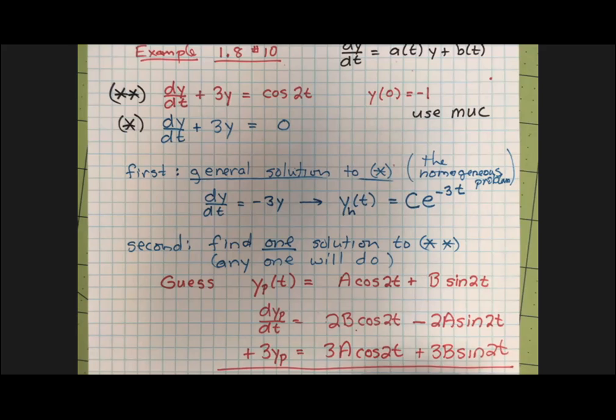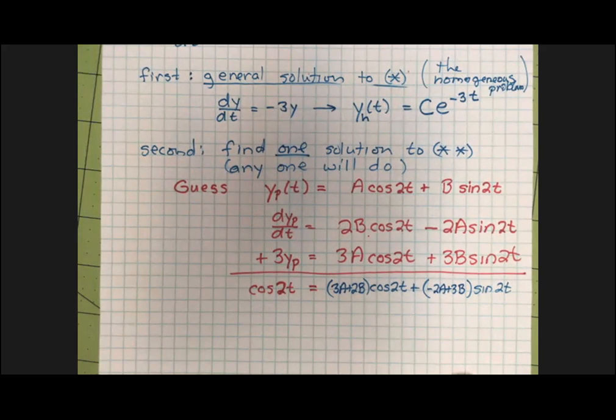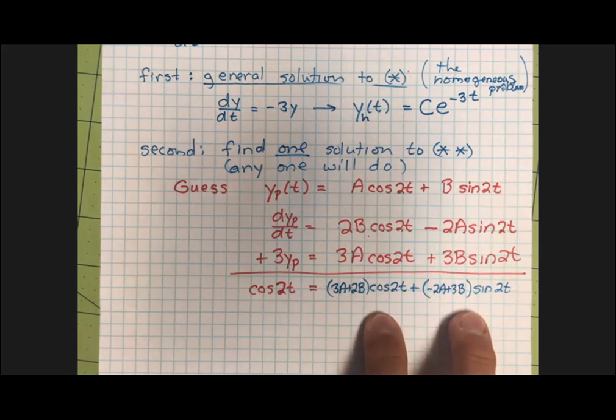On this side, I got sines and cosines. Now, let me organize them by sines and cosines. For example, for the cosine, I have 3 a's and 2 b's. I like to put things in alphabetic order when I do. How about for the sine 2t? What do I got there? Minus 2 a's plus 3 b's. So it's just a matter of organization. And that's why I'm demonstrating this in a table. So I add these together. I'm supposed to get cosine 2t according to the problem. I add my derivatives together in a nice organized column. And here's my cosines, here's my sines.